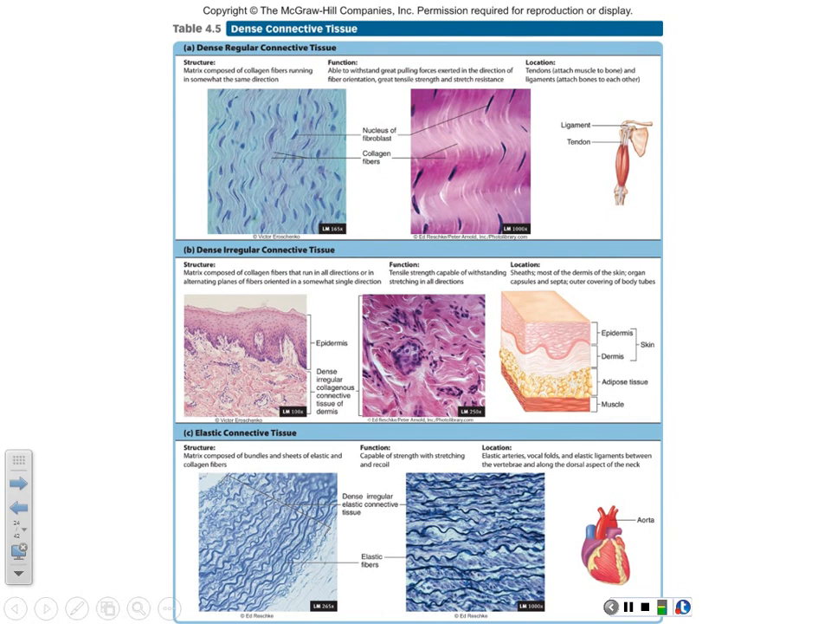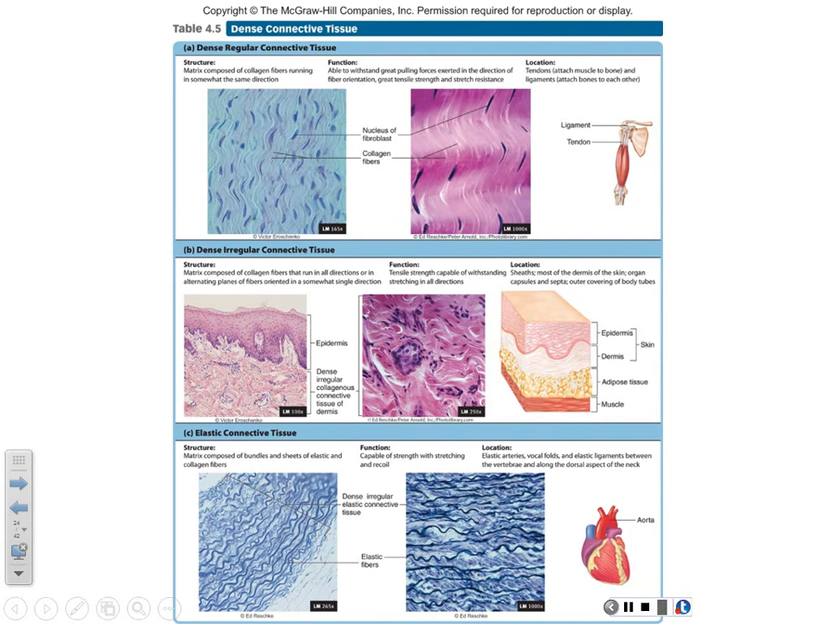And then irregular, like the dermis of your skin, because it's irregular dense connective tissue, because your skin has to be like a sheet and it has to be strong in all directions. So the orientation of the fibers has to be in all directions.